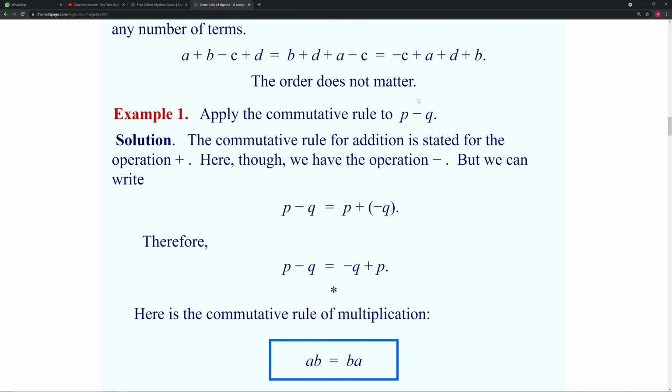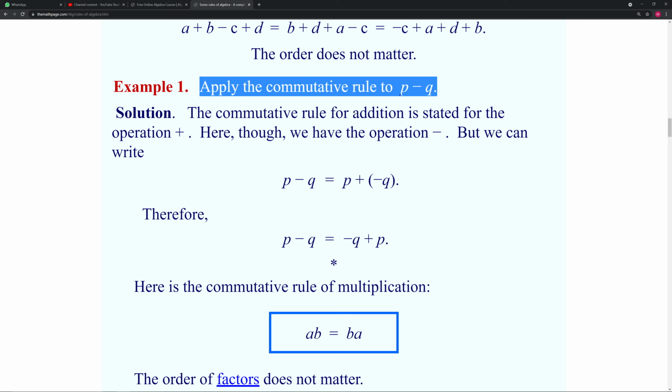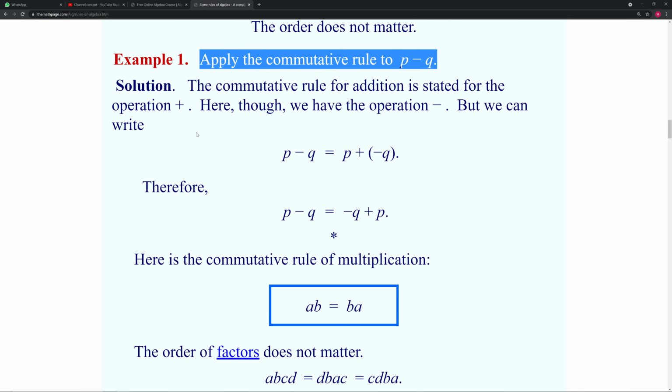Right, so let's move on to an example. It says apply the commutative rule to P minus Q. Remember the commutative rule. Let's go back up. The order in which we write terms will not affect the sum. That is the commutative rule. So let's do a recap of that, and then we're going to apply this solution. The commutative rule for addition is stated for the operation add. Here, though, we have the operation subtract, but we can write P minus Q equals P plus negative Q.